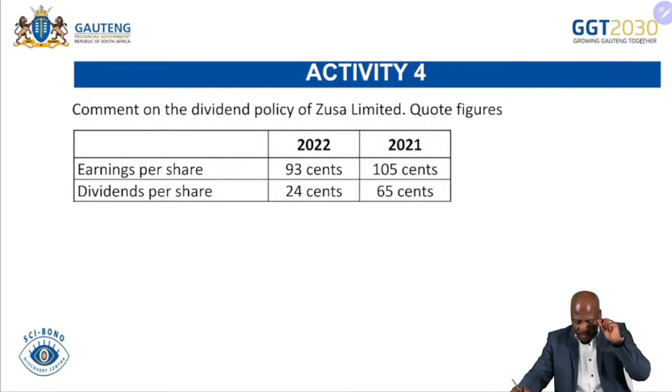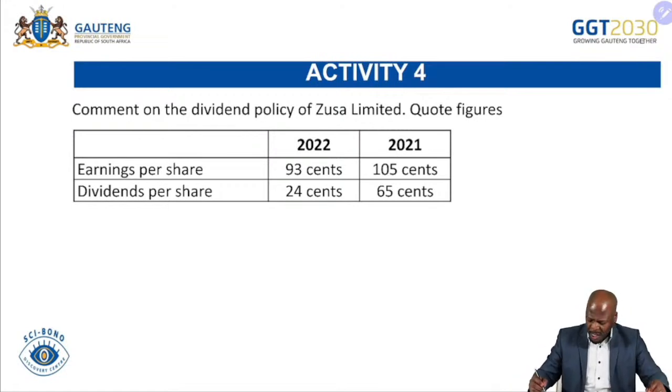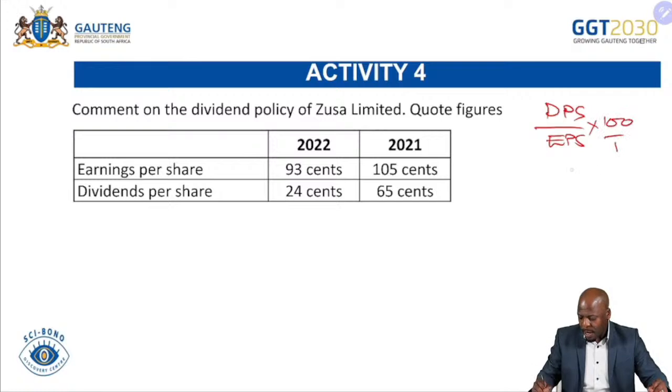Comment on the dividend policy of SUSA Limited. Dividend policy. The other questions come and say, calculate the dividend payout rate. If you're to calculate your dividend payout rate, it is your DPS over your EPS, and then you multiply by 100/1. This gives out the dividend payout rate. But they now want you, when you have the dividend payout rate, to comment on the dividend policy.